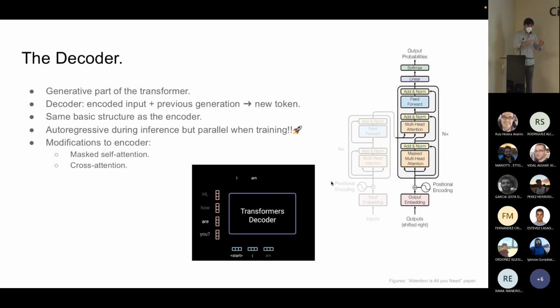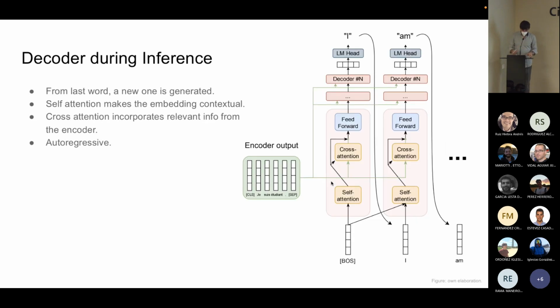No, we can put all the sentence at once and train in parallel. We will see this in a minute. So during inference, we have this figure that we see. We have the encoder output. We just calculate the encoded representation once, and then the encoded representation of the original sentence is fed to all the stages of the decoder.